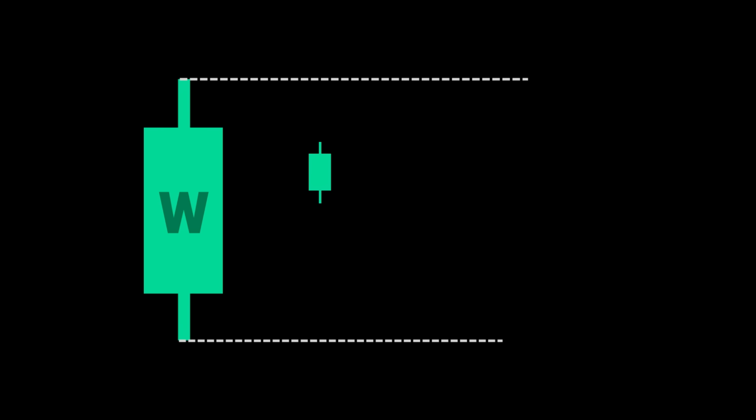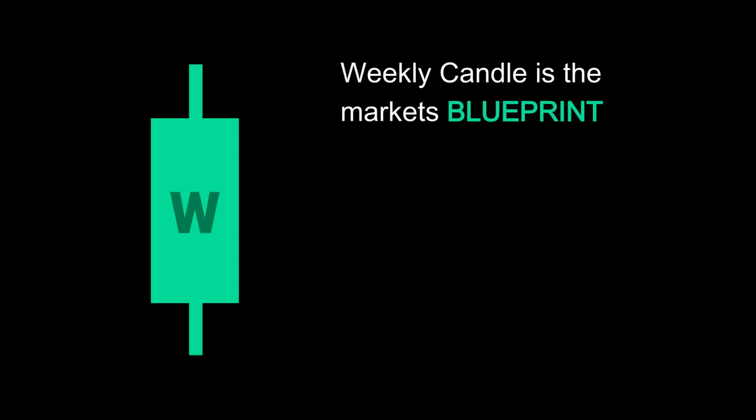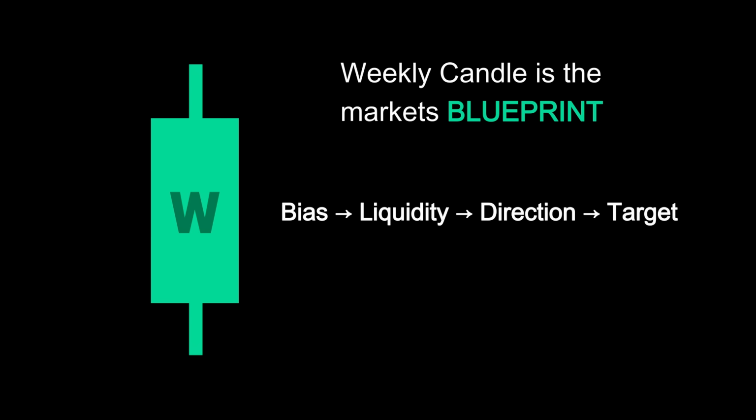Every week forms the same framework: a high that holds liquidity, a low that holds liquidity, a sweep of one side, a displacement back inside, and an expansion towards the opposite side. This happens over and over because the weekly candle is the market's blueprint. It reveals bias, liquidity, direction, and then target. The lower time frames only show noise. The weekly shows the intention.